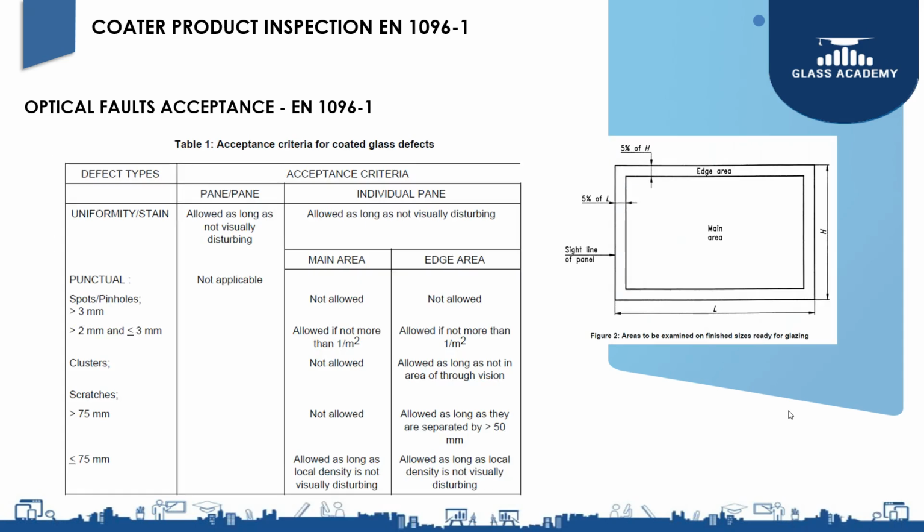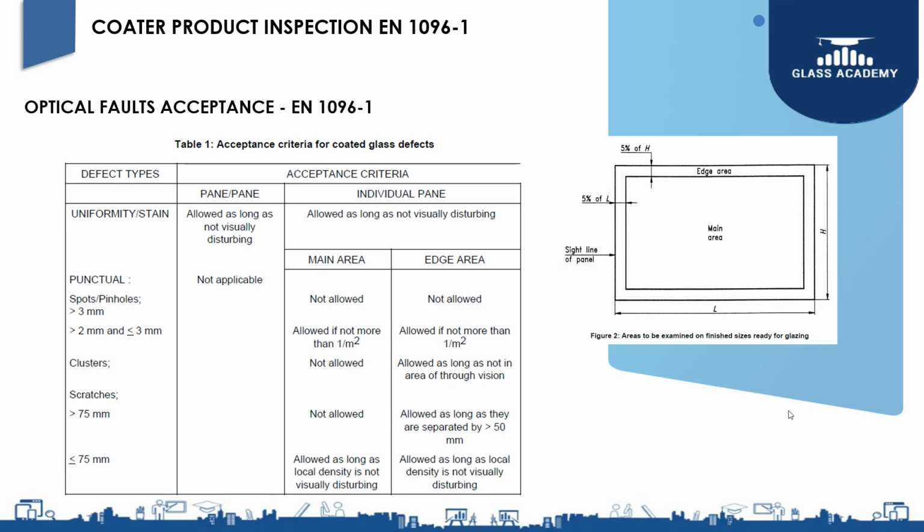While we are checking, we have limitations as per EN 1096 part 1. It majorly touches on two parts: spot faults and clusters. Spots and pinholes are called punctual defects, and clusters are a combination or group of defects in a specific area. Here they take it in two parts: main area and edge area. 10 to 50% of the glass size they take as the edge area, and the remaining they consider the main area.